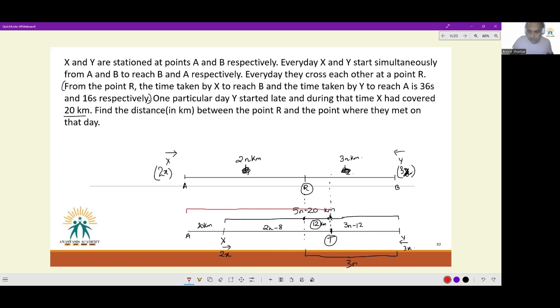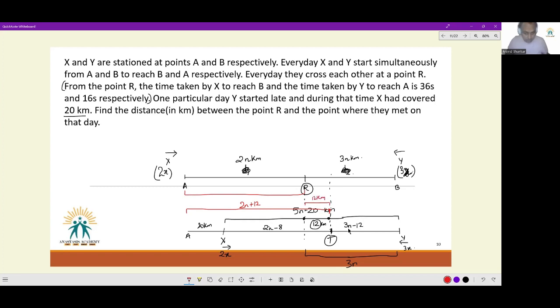A to T is 20 plus 2n minus 8. The total distance traveled is 2n plus 12. From A to T is 2n plus 12, but A to R was only 2n. So the gap here has to be 12 kilometers.